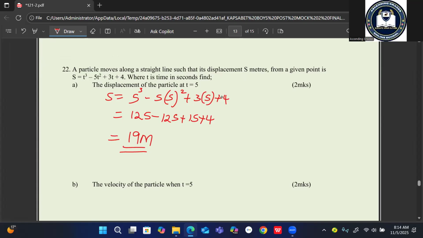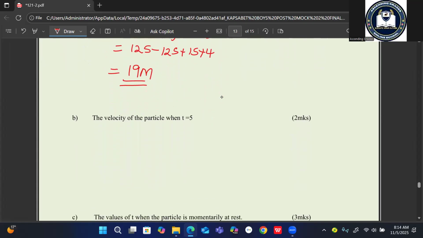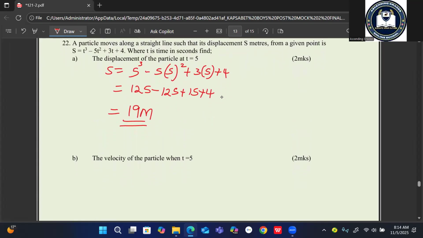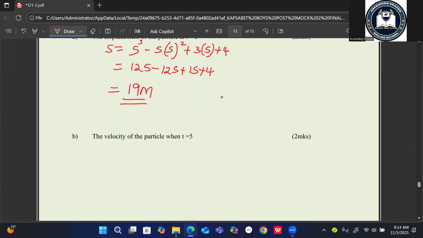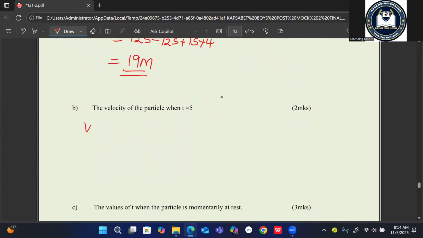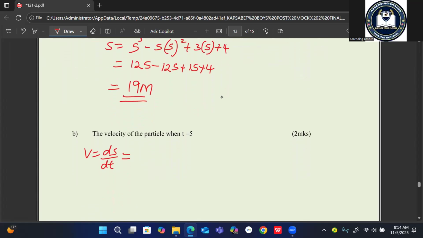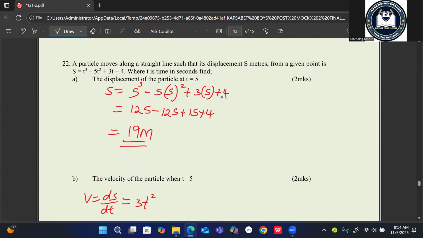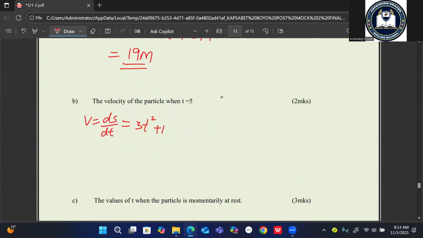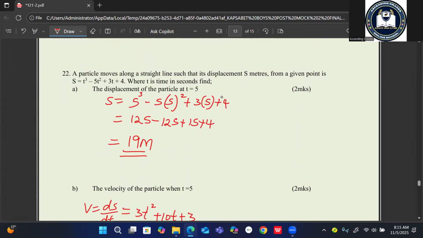So from there we go to part B of the question. The velocity of the particle when t is 5. So the velocity, we have to differentiate the displacement. So velocity should be equal to the derivative of displacement with respect to time, which will be equal to 3t squared plus 10t plus 3. We have already differentiated it.